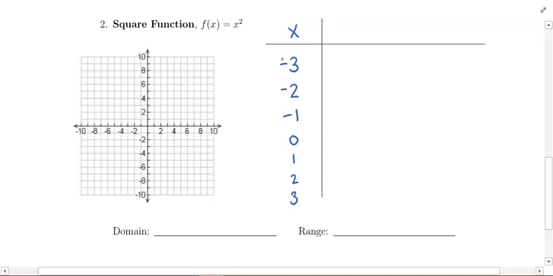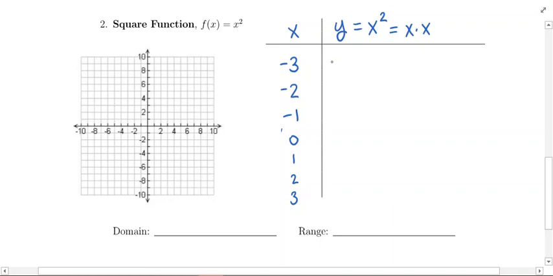So we're in charge of x. We've picked our x values, and we're going to plug each x value into the function to get the corresponding y value. Again, our function is f of x. That's the same thing as y equals x squared. So basically we're going to have to take each x value and square it. Remember, x squared means x times x. So I will start with -3 here.